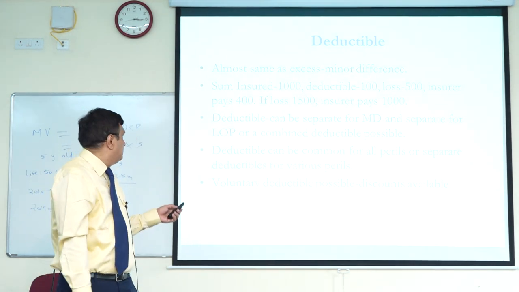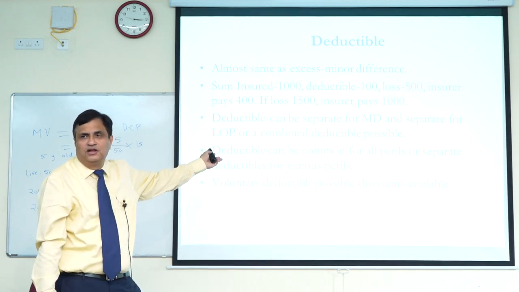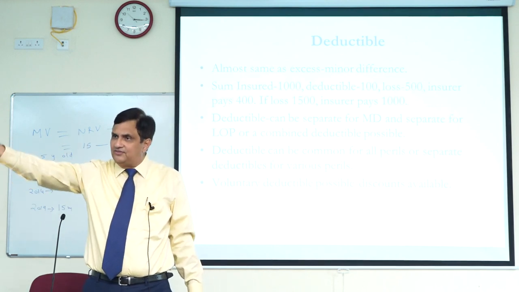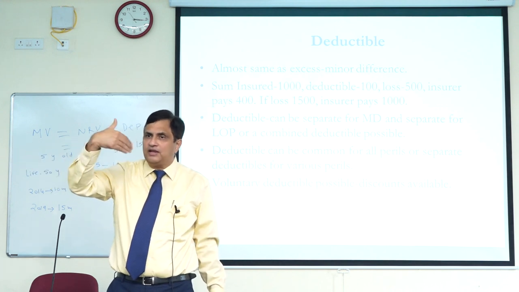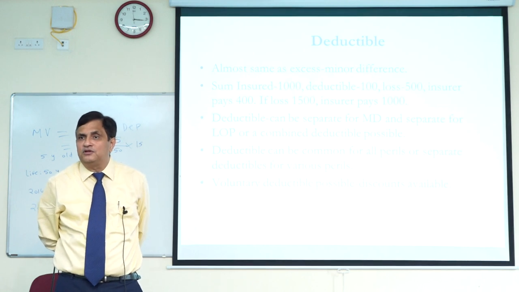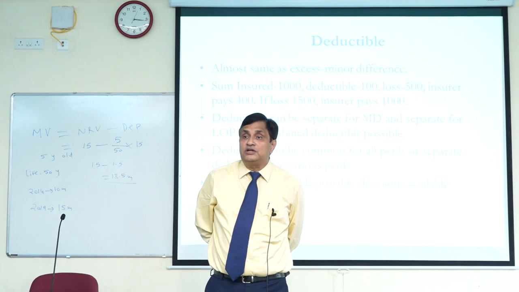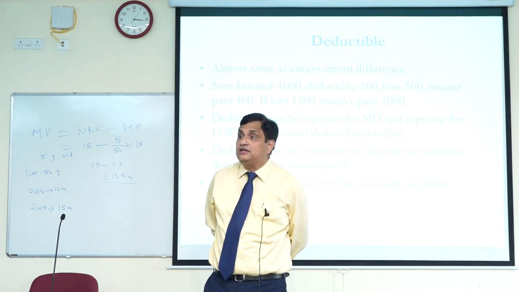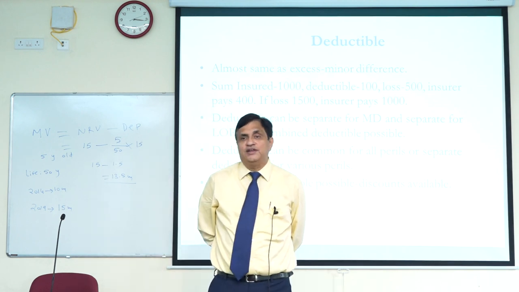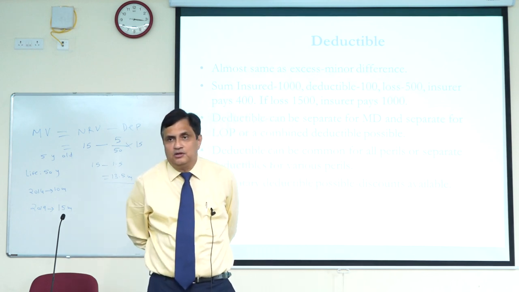More importantly, remember, deductible can be common for all perils or can be for various perils. That means I can say, for fire, the deductible is this much; for act of God, the deductible is this much. Like that, you can have separate deductibles, or one common deductible for all the perils. Voluntary deductible is possible. Normally whatever is given in the policy is a compulsory deductible. But if an insured says, I want to voluntarily take a deductible, that means he is confident about his own risk management. So you give a discount on the premium whenever somebody chooses their own voluntary deductible.